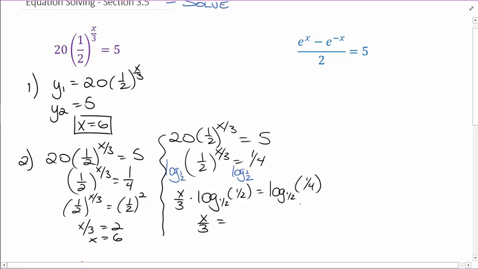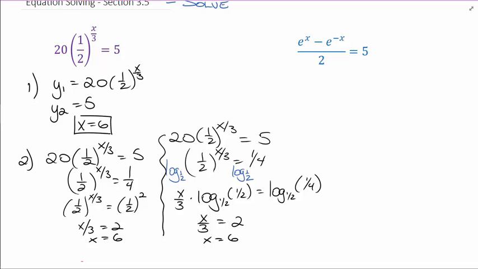And on the right, I can evaluate this. 1/2 to the second power would give me the 1/4. Multiply over the 3, I get x equals 6. We would need to know at least one of those two algebraic techniques. The second one has its benefits if the two sides of the equation cannot be written with a common base.